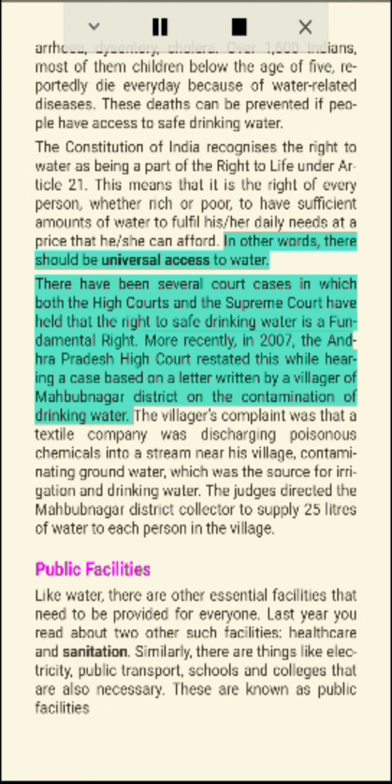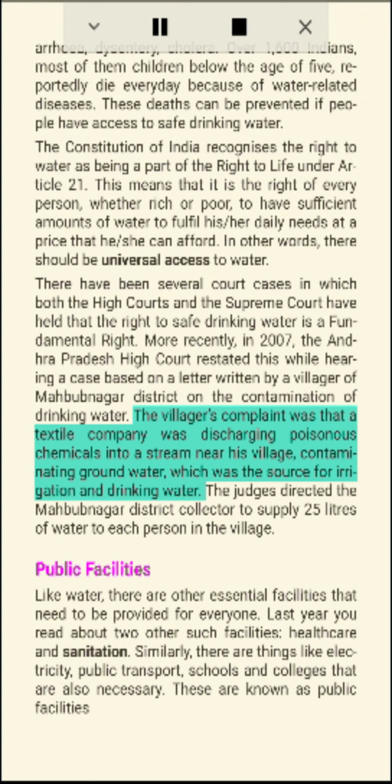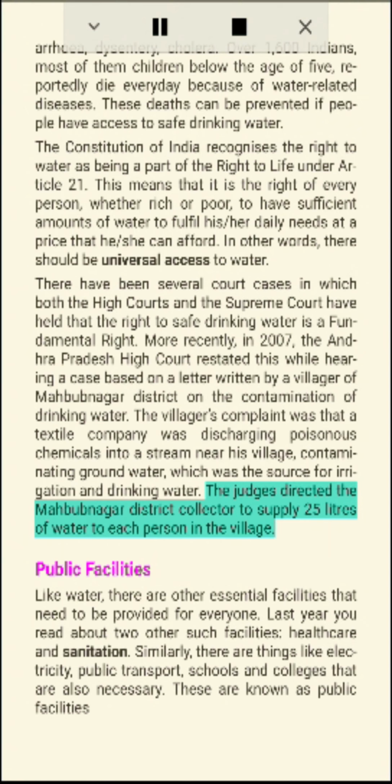More recently, in 2007, the Andhra Pradesh High Court restated this while hearing a case based on a letter written by a villager of Mahbubnagar district on the contamination of drinking water. The villager's complaint was that a textile company was discharging poisonous chemicals into a stream near his village, contaminating groundwater, which was the source for irrigation and drinking water. The judges directed the Mahbubnagar district collector to supply 25 liters of water to each person in the village.